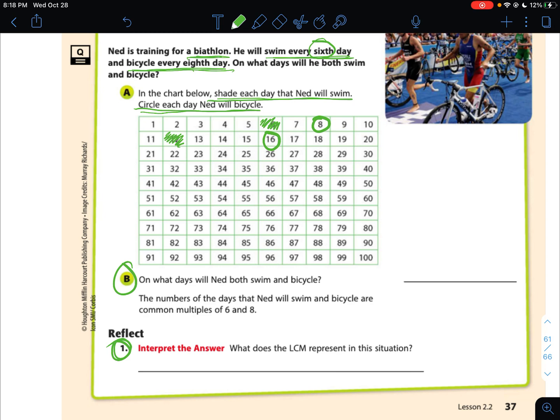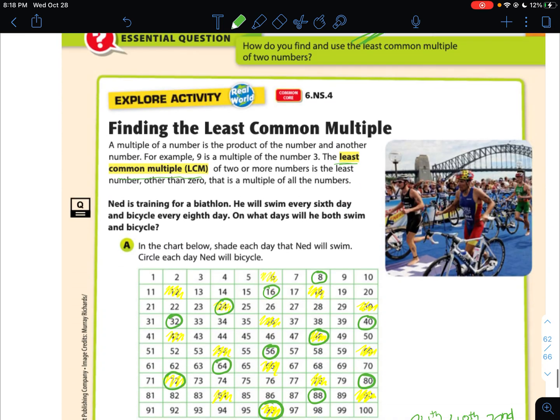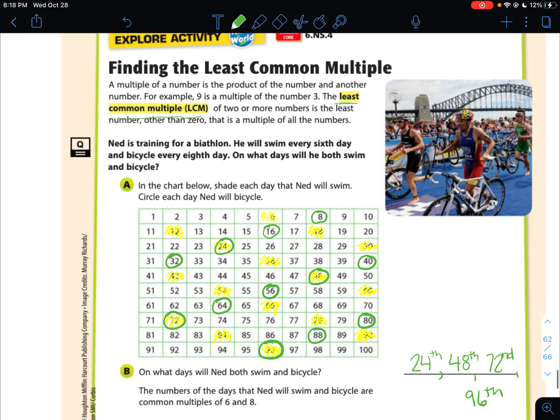Okay, so hopefully your chart is shaded and circled. It should look like this. Obviously yours isn't as colorful as mine, unless you use colors, but you should have realized that there are some days that he will swim and he will bike. It's kind of like days where they overlap. So on what days will Ned both swim and bicycle? You should have gotten the 24th, the 48th, 72nd, and the 96th.